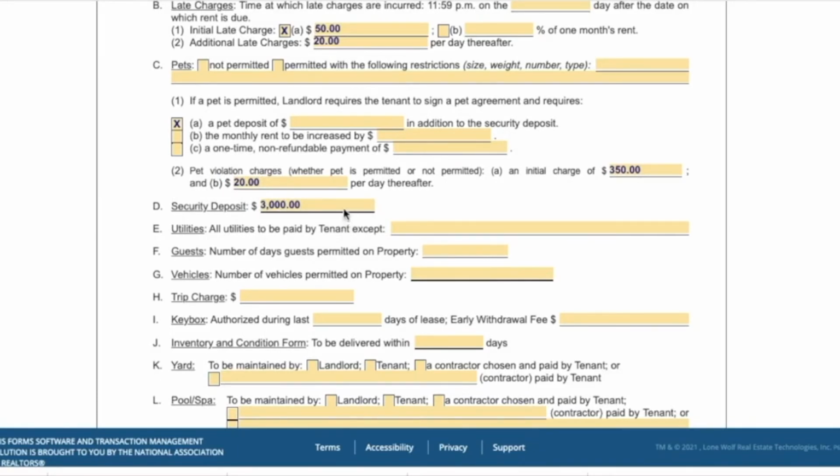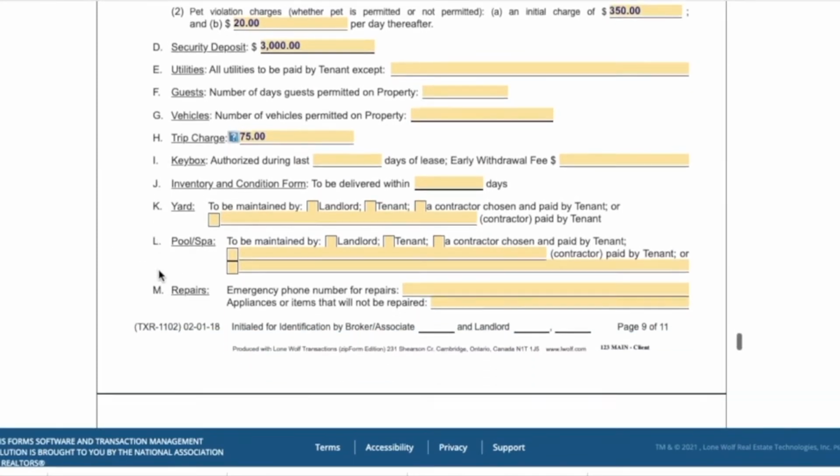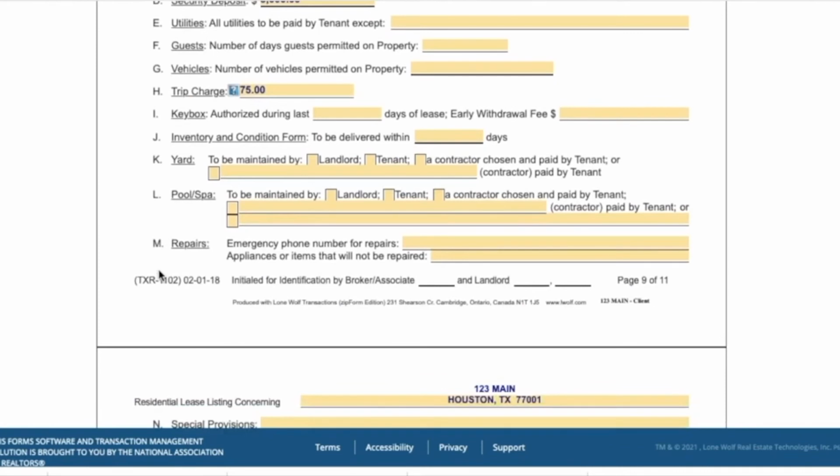Utilities, all utilities be paid by the tenant except, that's up to the landlord. Same thing with number of guests at the property, vehicles at the property, typically it's between 2 and 4. Trip charge is usually about $75. This means that the landlord has somebody to go service something at the home, and then the tenant, for whatever reason, doesn't allow entry. It's about $75. Now, typically, the tenant's going to be aware when somebody's coming by to service the home.